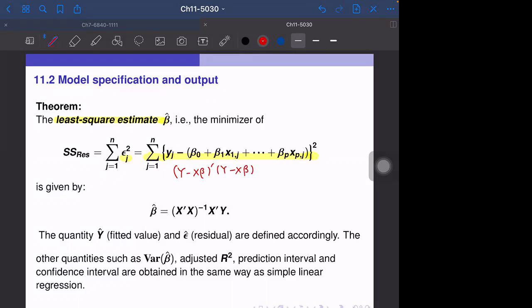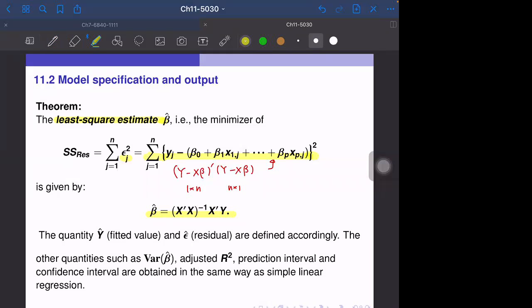y is an n-dimensional vector, x is n by p+1, and beta is p+1 by 1, so in total this is n by 1. We transpose it, so it is 1 by n times n by 1. So this is a scalar, and this expression is exactly the same as in simple linear regression. That's why we can derive exactly the same formula: beta hat is equal to x transpose x inverse times x transpose y.